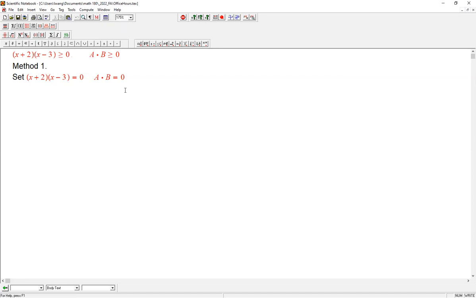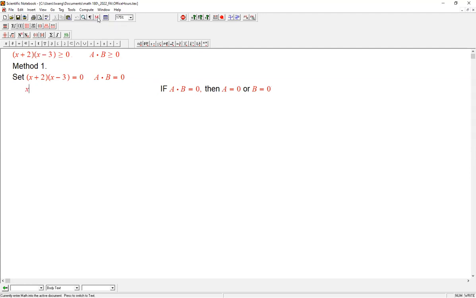Principle number 5 says if the product of two numbers is 0, then one of them must be 0, A is equal to 0 or B is equal to 0. So principle number 5 is also called the zero product property.